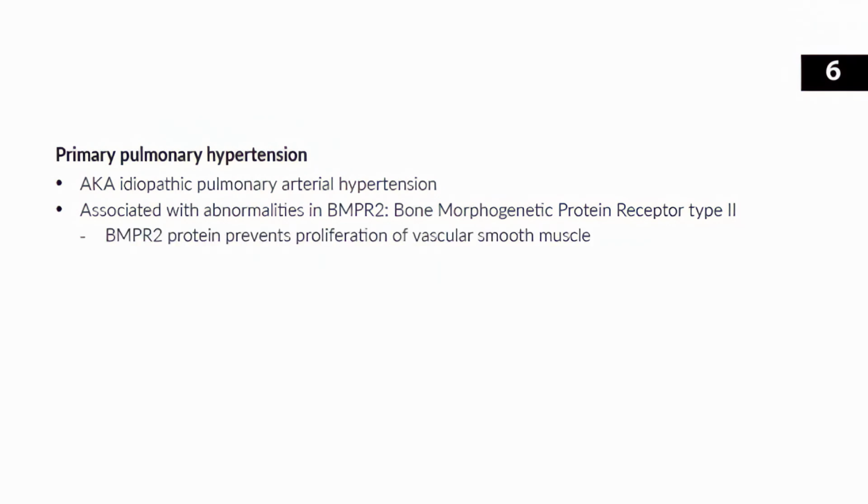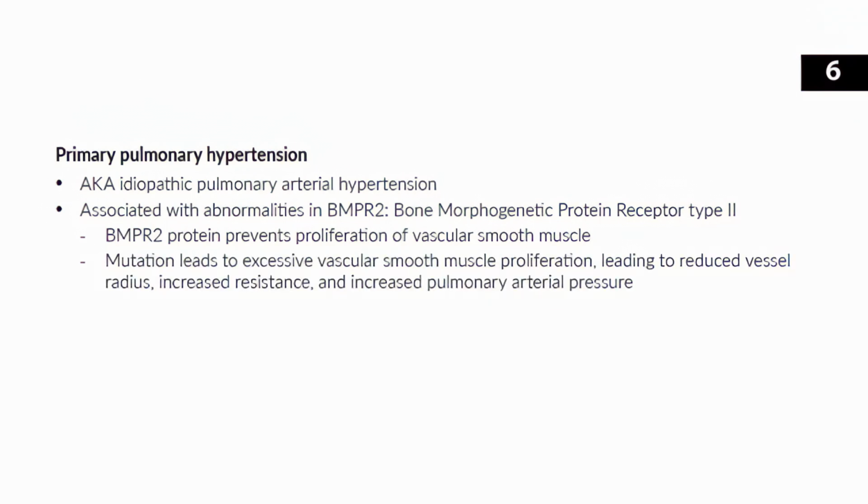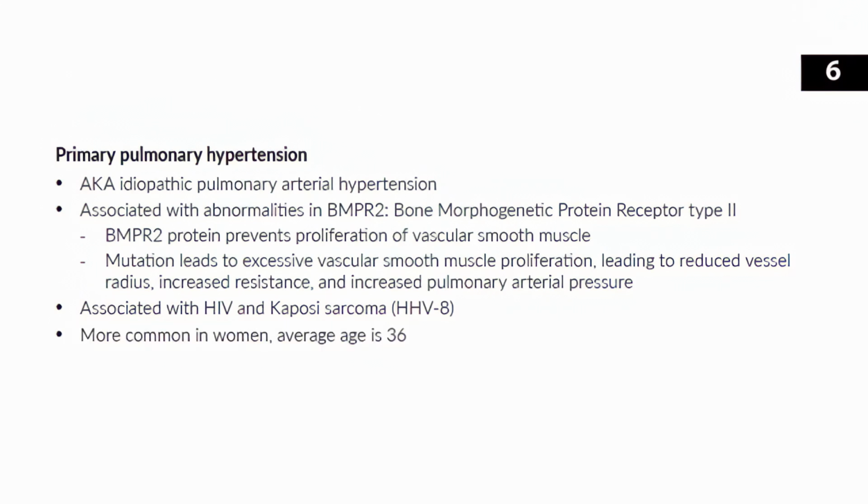Now, normally this BMPR2 protein does a lot of different things, including preventing proliferation of vascular smooth muscle. So if this gene is mutated and the protein is non-functional, you're going to have excessive vascular smooth muscle proliferation. Now, what did we just say would happen when you thicken the walls of a vessel and reduce the radius? Radius is in the denominator of that equation for resistance that we were just looking at. So a thick vessel with a narrowed radius results in increased resistance and increased pressure. So this causes primary pulmonary hypertension. Now the third bullet says that primary pulmonary hypertension is associated with HIV and also Kaposi sarcoma. And it's more common in women, and the average age is 36. So this tends to be a disease of young women.